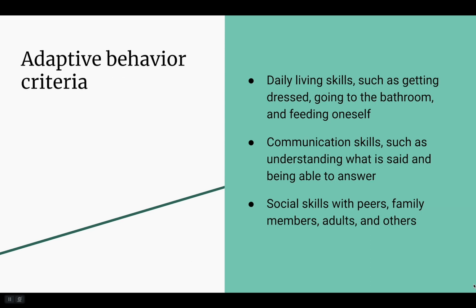To measure adaptive behavior, professionals look at what an individual can do in comparison to other individuals their age. Skills important for adaptive behavior include the following: daily living skills such as getting dressed, going to the bathroom, and feeding oneself; communication skills such as understanding what is said and being able to answer; and social skills with peers, family members, adults, and others.